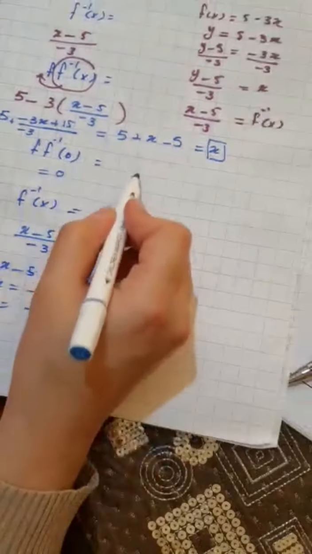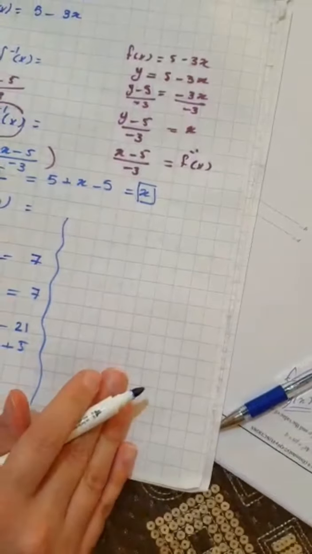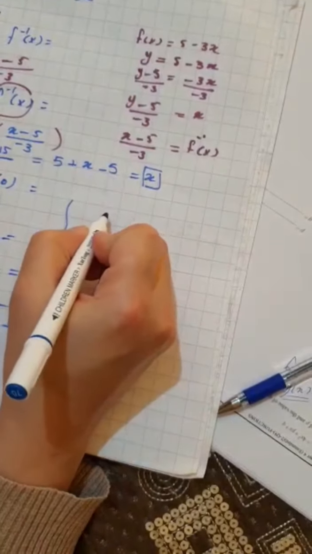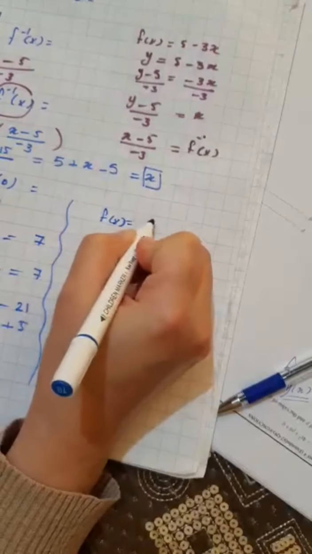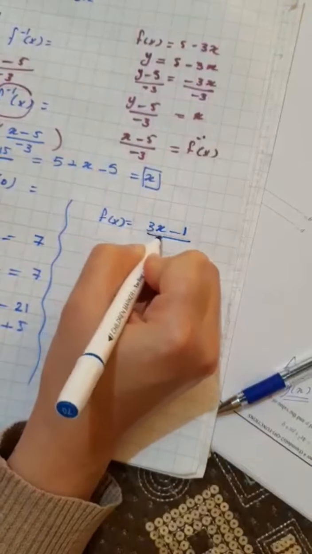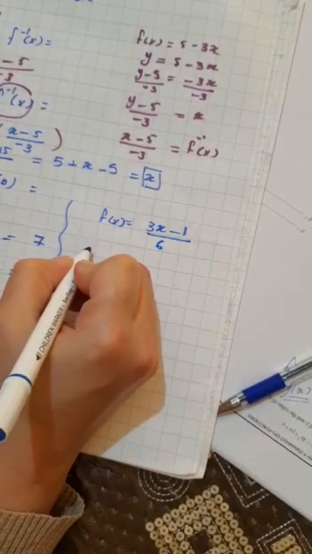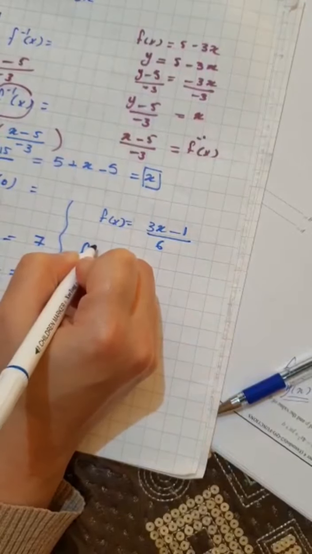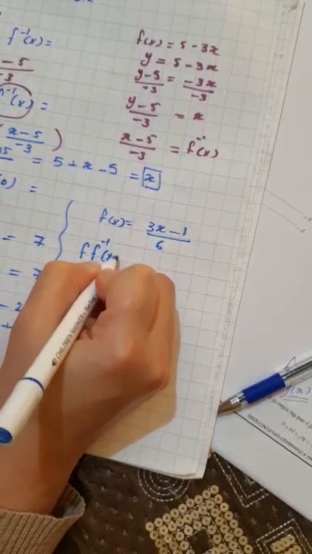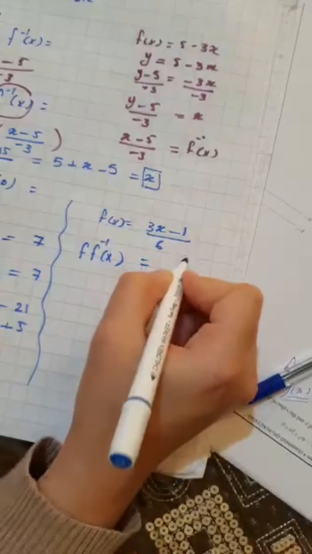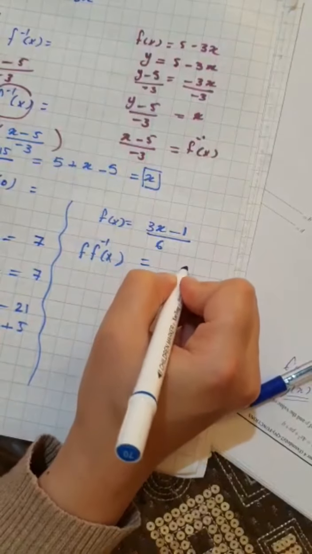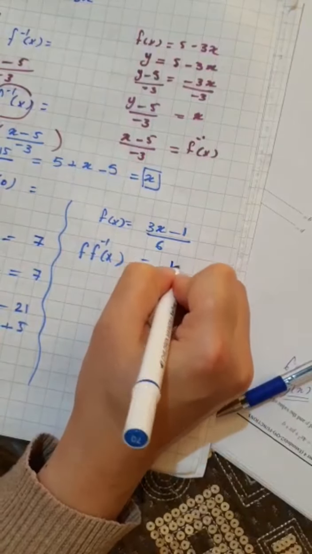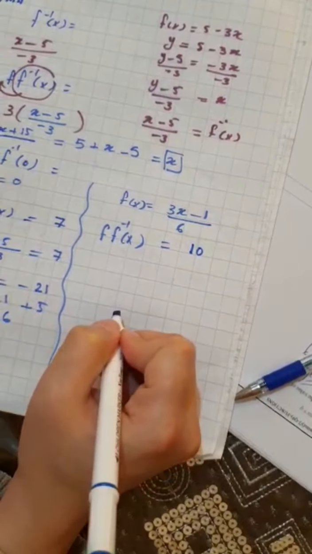Now, I'm going to go for another example. What about if they give me f of x equal to 3x minus 1 over 6, and they ask me to find f inverse of x. I need to find the unknown variable x here, if we have it equal to 10. So the same thing, I'm going to start like this.